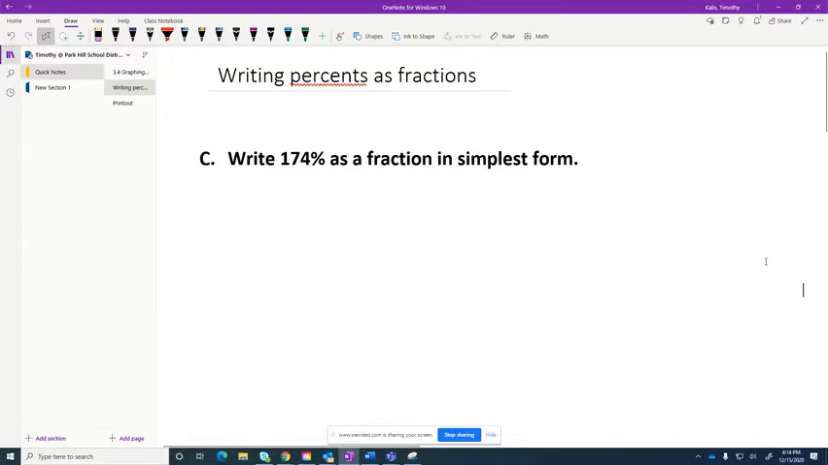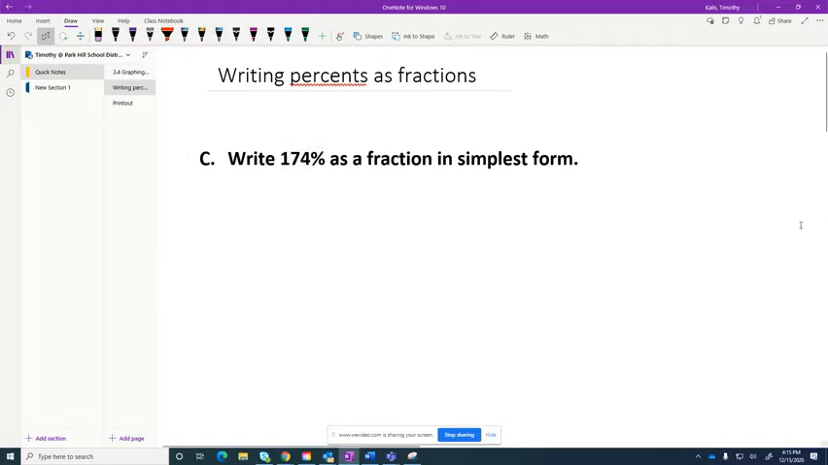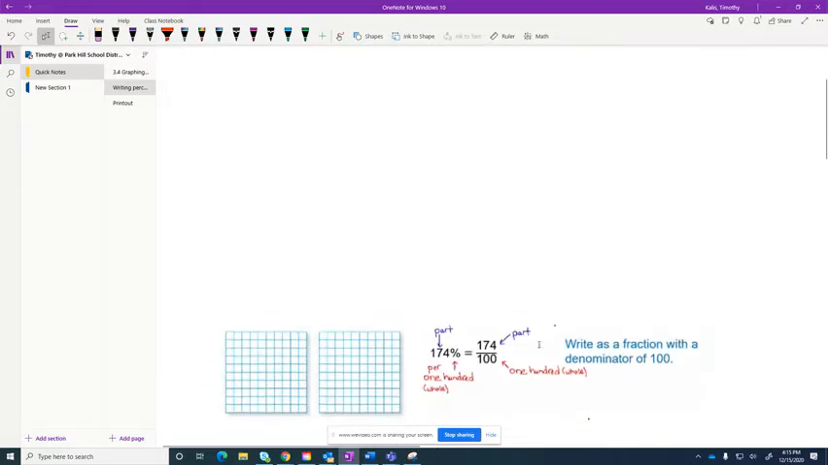In this video, we're going to write percents as fractions. The question is, write 174% as a fraction in simplest form. 174 is the part, so that's the numerator. Percent is the denominator, out of 100. So we have the part to the whole.